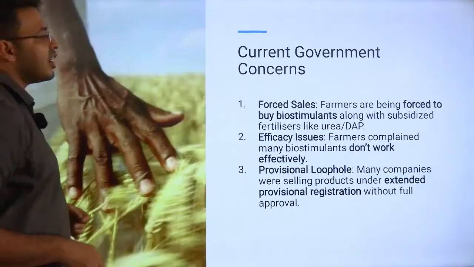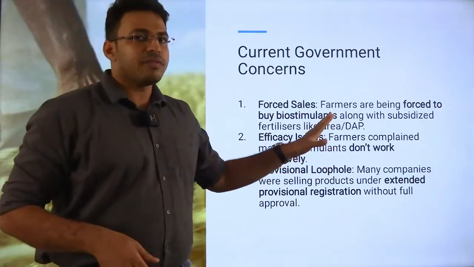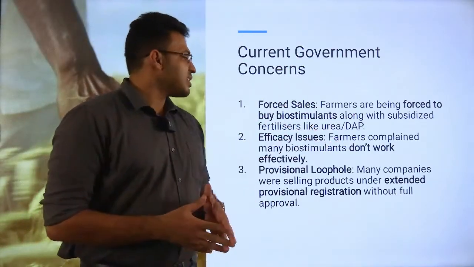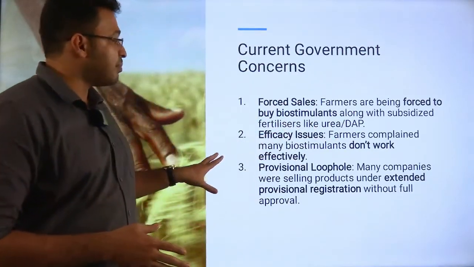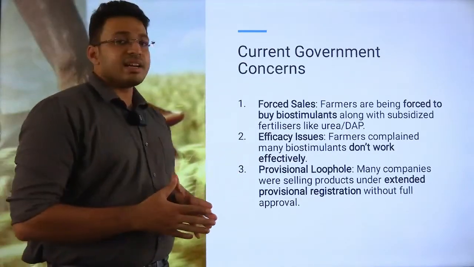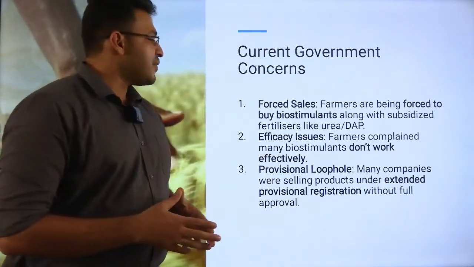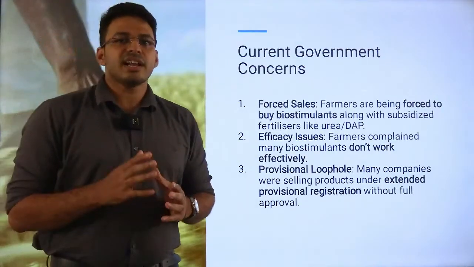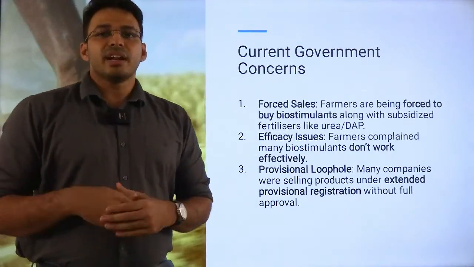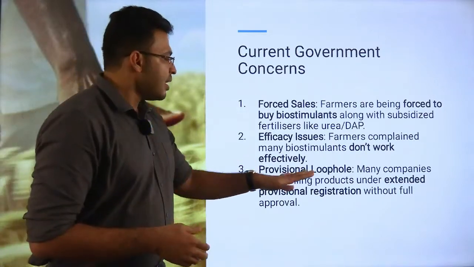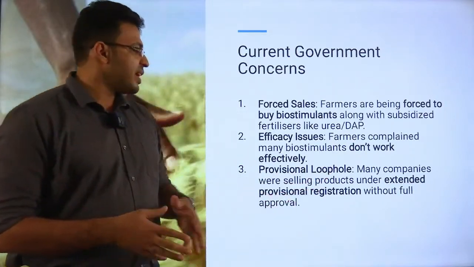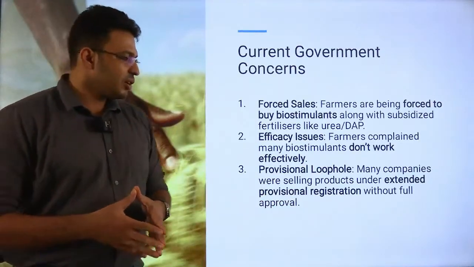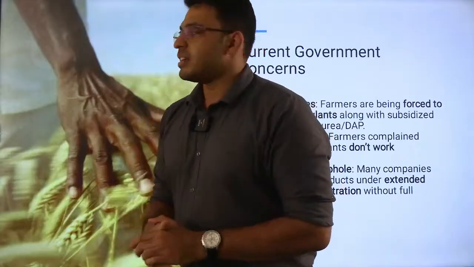So the current government concern is about forced sale of these biostimulants along with the subsidized fertilizers like urea and DAP. Then efficiency issues, like farmers complained many biostimulants do not work efficiently. That's why the government intends to bring regulations on these biostimulants. And the provisional loopholes, like many companies were selling products under extended provisional registration without full approval from the government. That is a concern.